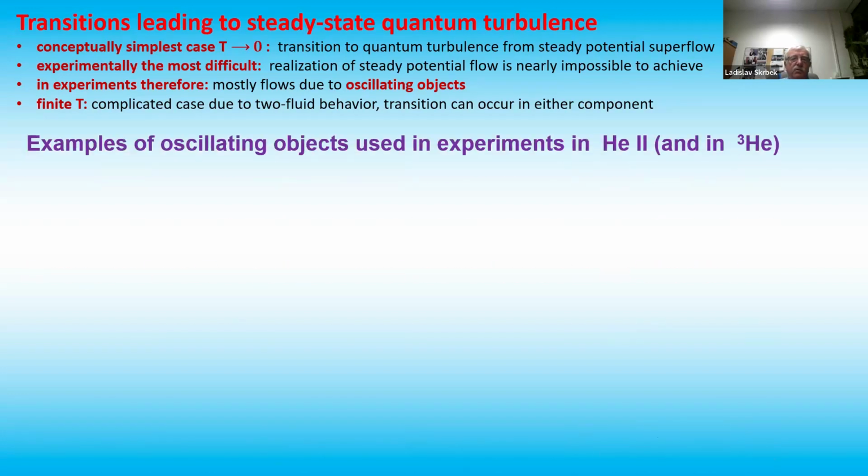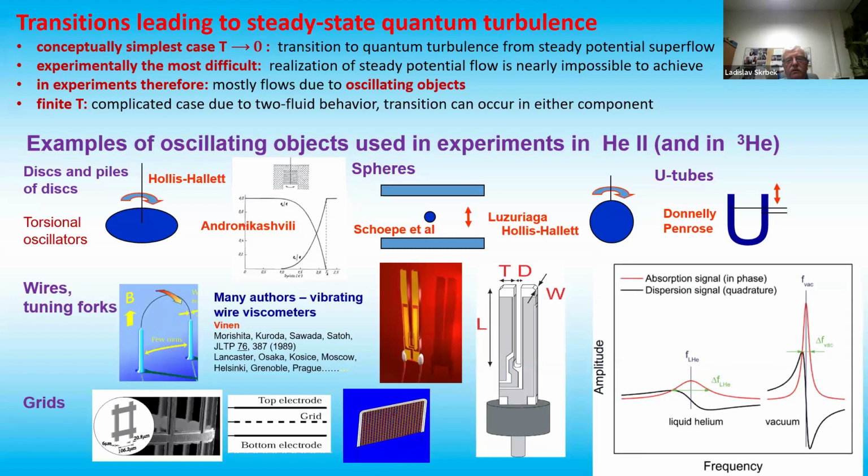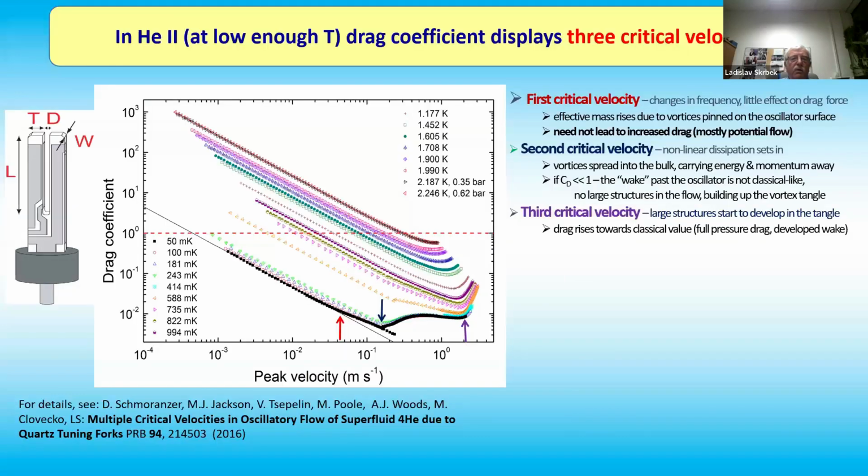So that's why people usually use oscillating objects. And these oscillating objects are of very different size and shape, and they oscillate at various frequencies. Typically, these oscillating objects are grids, or these days, say, tuning forks, and so on. Using this tuning fork, we have been able to observe in the zero temperature limit up to three critical velocities. And they are clearly seen in this picture.